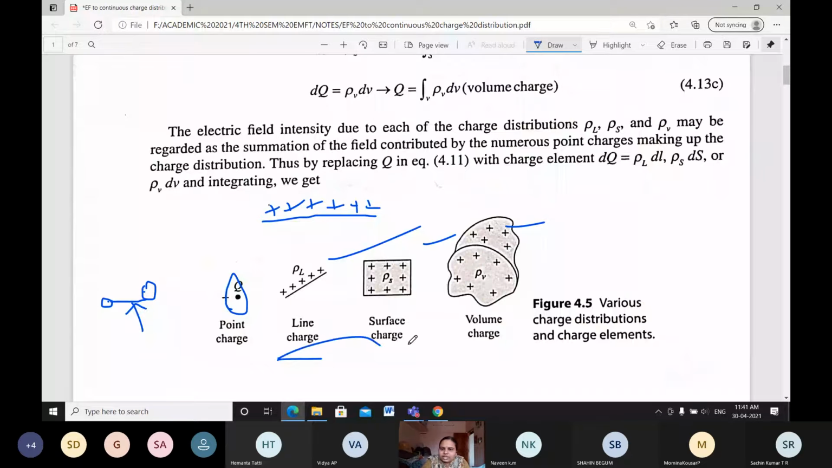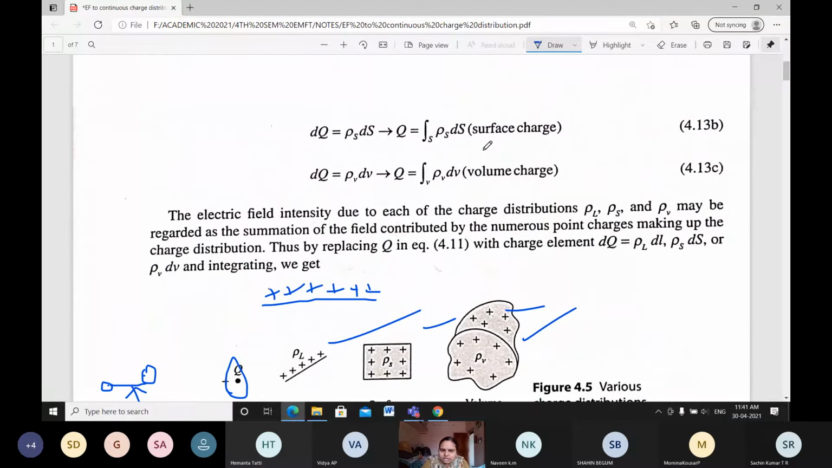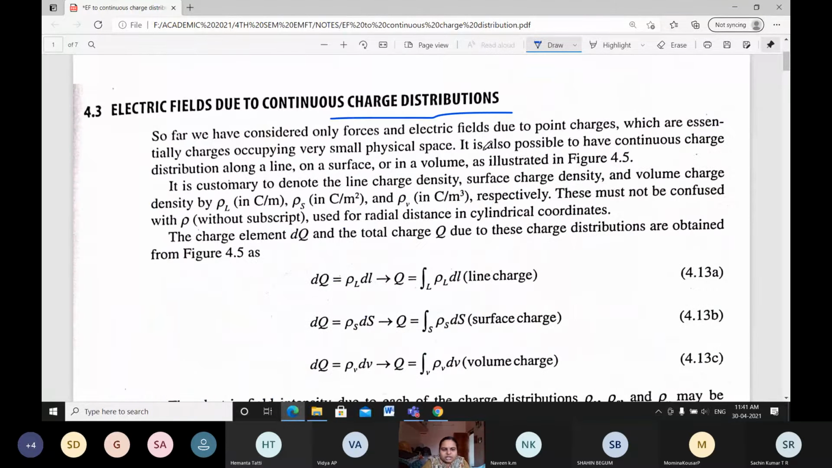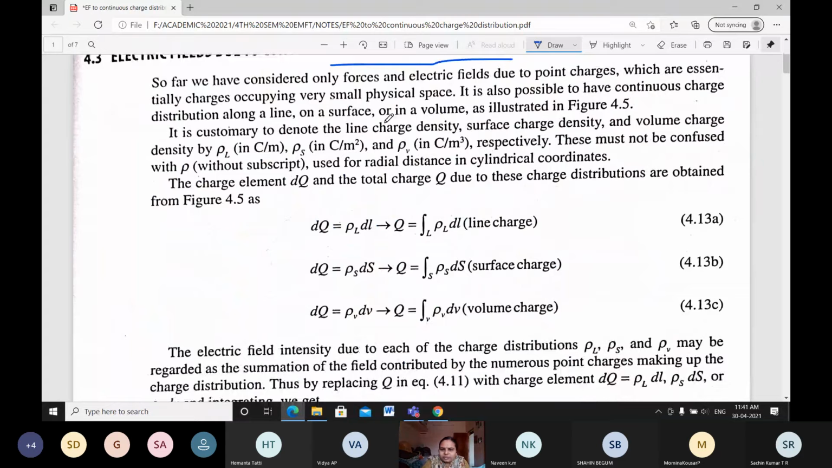Then next, the line charge density is taken as rho L in terms of coulombs per meter. For surface charge density, that is mentioned as rho S in terms of coulombs per meter square. And for volume charge, it is rho V in terms of coulombs per meter cube. Then this rho is different from the rho we learned in the previous cases. This rho is just given for the line charge density, surface and volume charge density.